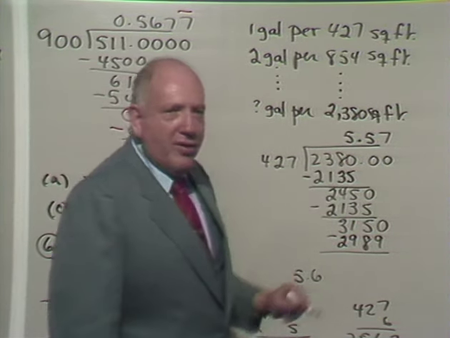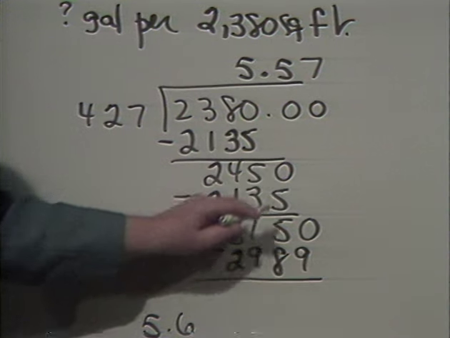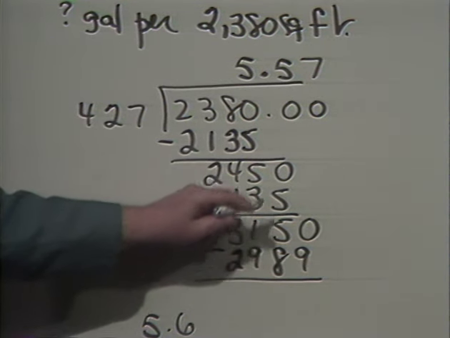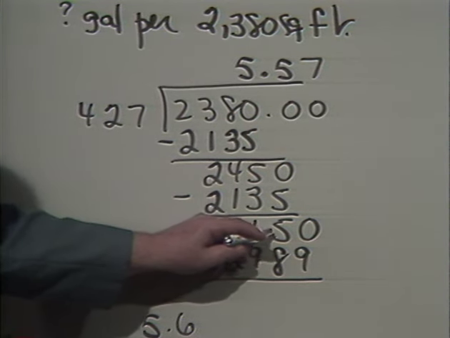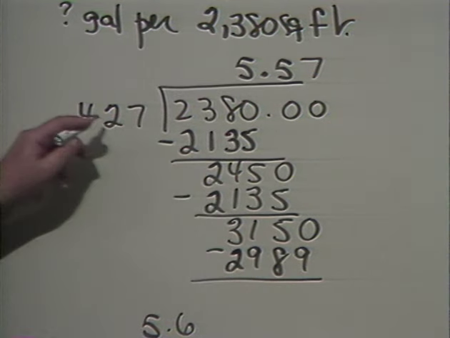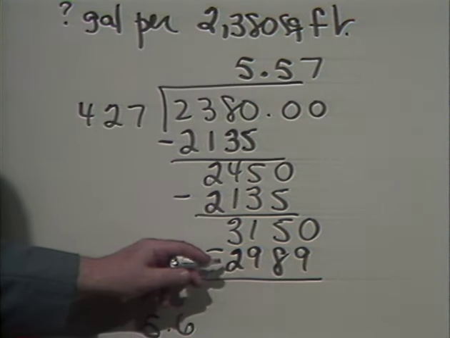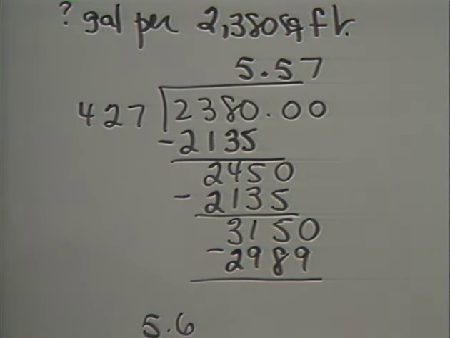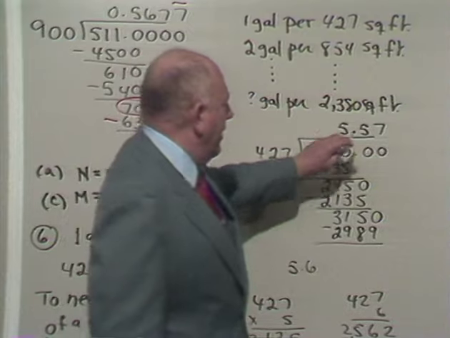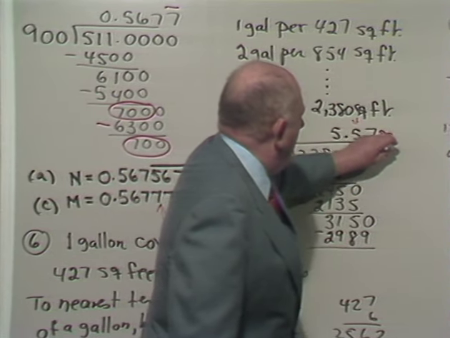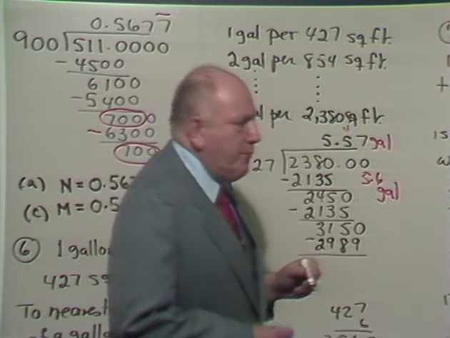And in Chapter 8, we're supposed to know decimals, so we annex a couple of zeros here, and we just carry on the problem. We bring down the 0, we say 427 goes into 2450 5 times again, that's 2135. Now we subtract, we get 315. We bring down the next 0. 427 goes into 3,150 7 times. That gives us 2,989. And at this point, we can stop because the problem says what? To the nearest tenth of a gallon. This is the 1/10th place. And since this is a 7, to the nearest tenth, it's going to be 5.6 gallons.